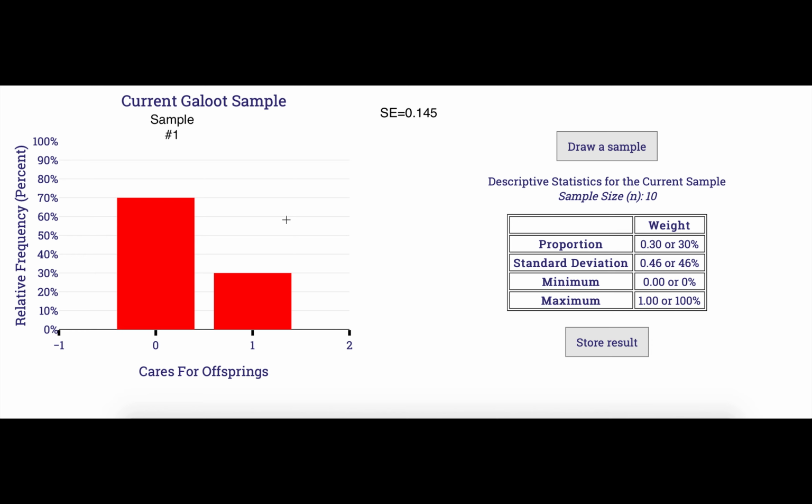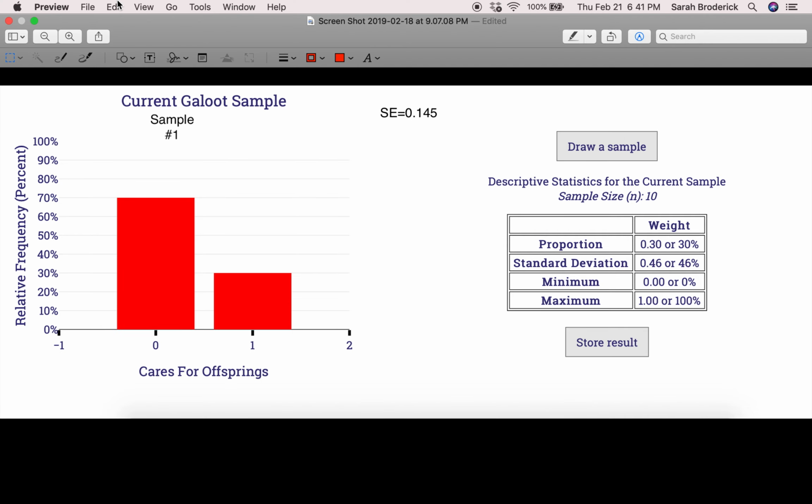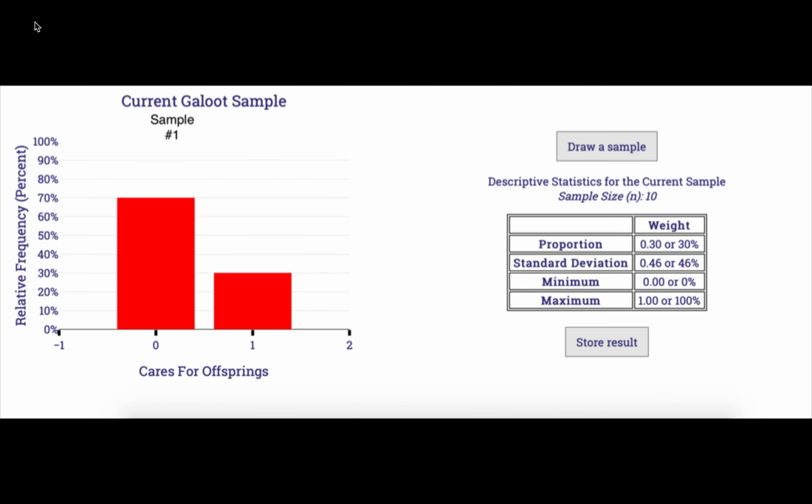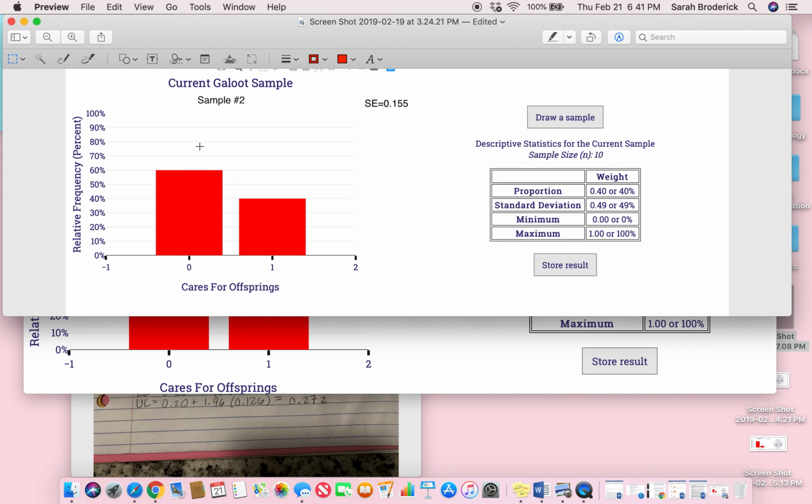And if we go over to the bar graph, the 0 in this bar graph means that no, they did not care for offspring, and the 1 is yes, they did care for offspring. Up here I put my standard error as 0.145, but I have a different sheet that I will show you later of all my calculations I did for the 3 samples. So from here I will go to my second sample.